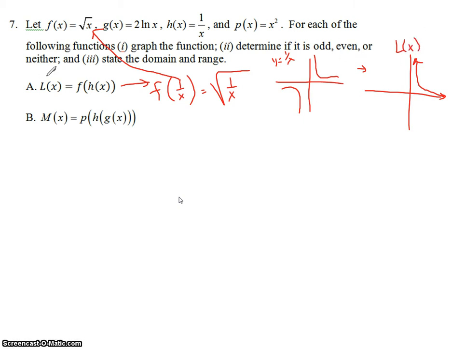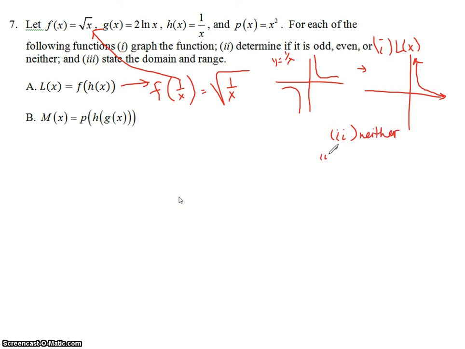Determine if it's odd, even, or neither. Well, this is not reflective around the origin. There's nothing else here. So since we don't have any symmetry with this, I'll label this one: this is going to be neither, because there's no symmetry.